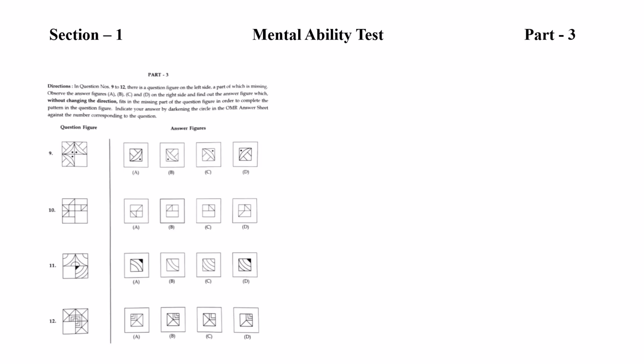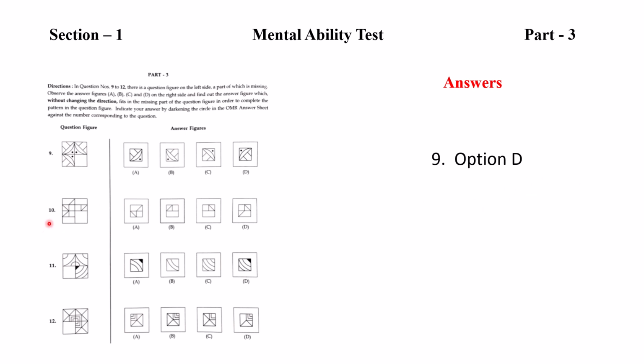Part 3 of mental ability test. In this test, there is a question figure, and out of these 4 options we need to pick the right option which will complete this figure. Now coming to this figure, that is question number 9, we can see that there should be a dot at the center of the square. Out of all these 4 options, option D would be the correct answer which would complete this figure. Therefore, answer for question number 9 would be option D.